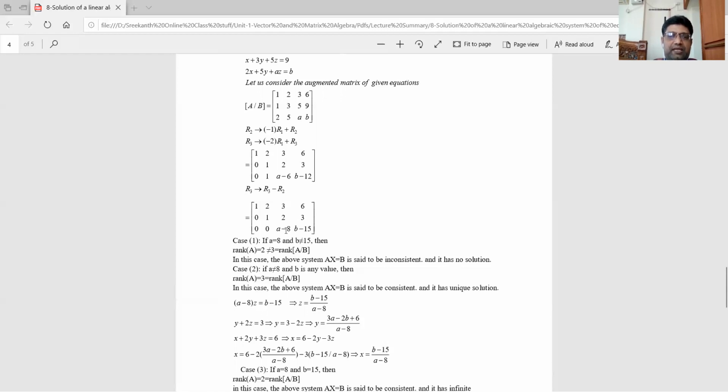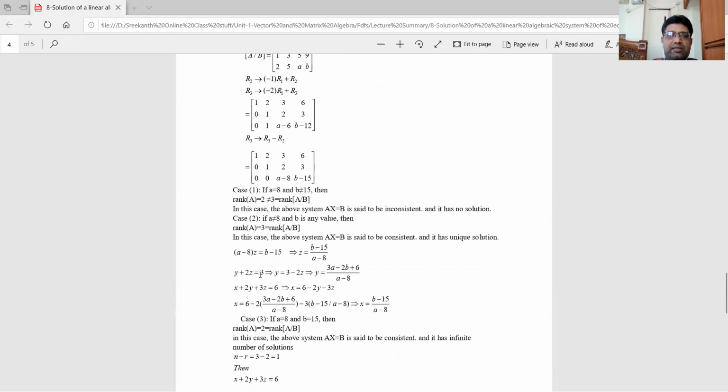Next, second case. A is not equal to 8 and B is any value. You put any value for B here, but A is not equal to 8. Therefore, the rank of the coefficient matrix and the rank of the augmented matrix are both the same, and it is also equal to the number of unknowns. So in this case, the system has a solution, that is also a unique solution. How do we get that unique solution? By back substitution, you can get that one.